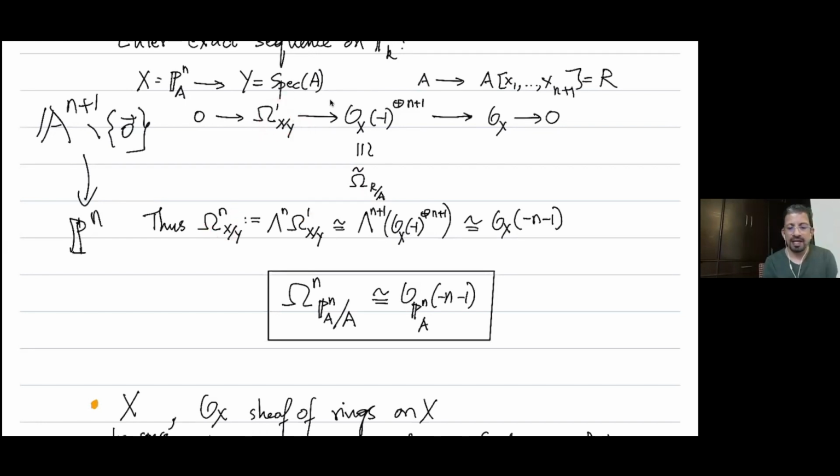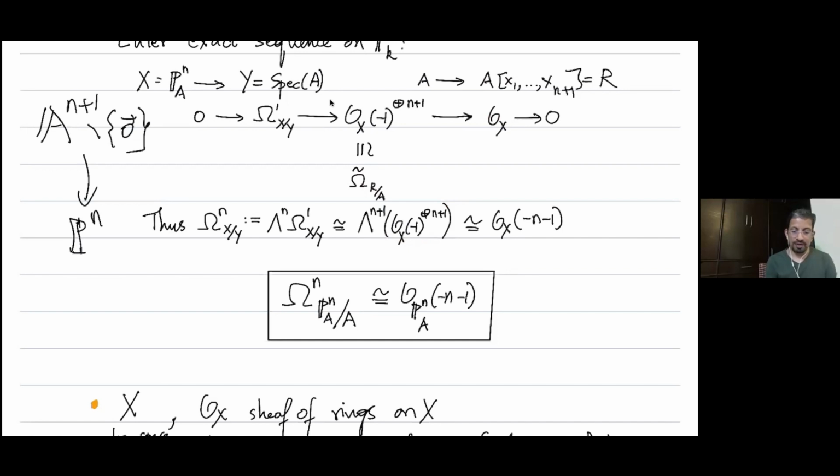And that tensor with the highest exterior power, which is 1 here, but that's trivial because this is OX, is itself isomorphic to the highest exterior power here, which is the n plus 1th exterior power. So that is what I've written here. And one can show, because these are all invertible line bundles, it's just the tensor product of these, so that's just OX(-n-1).